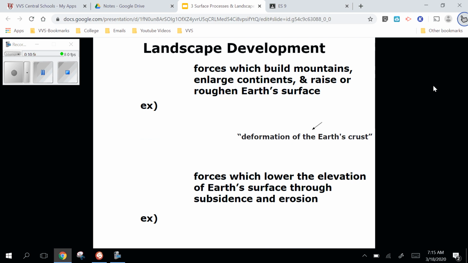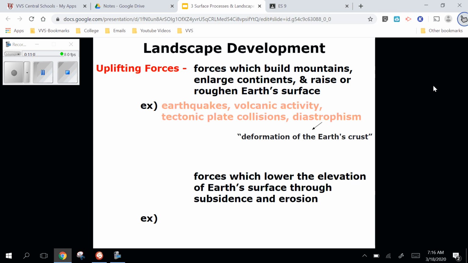All right, landscape development. How do we develop those landscapes? Well, there are some competing forces at work here. First is what we'll call uplifting forces. All those things that build up mountains or make continents bigger or raise or roughen up the Earth's surface. So earthquakes, volcanic activity, plates colliding with each other, diastrophism, which is just a big fancy word for deformation of the Earth's crust when it twists and warps and gets all distorted. You don't need to really remember that word. But all those things that are going on inside the Earth from the motion build up the landscape.